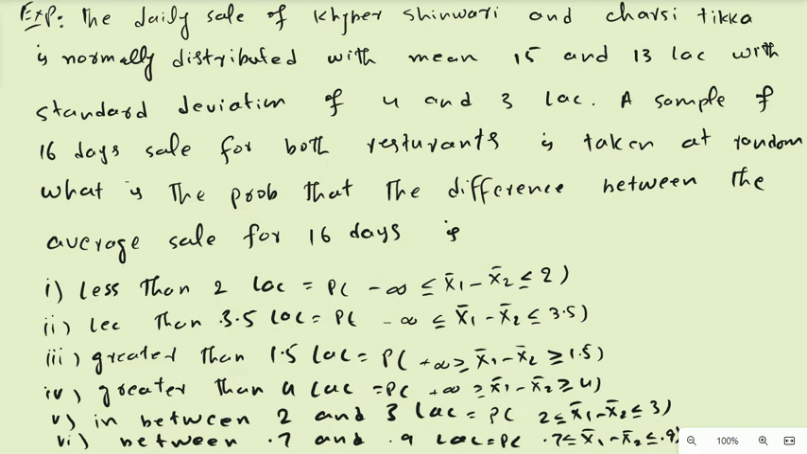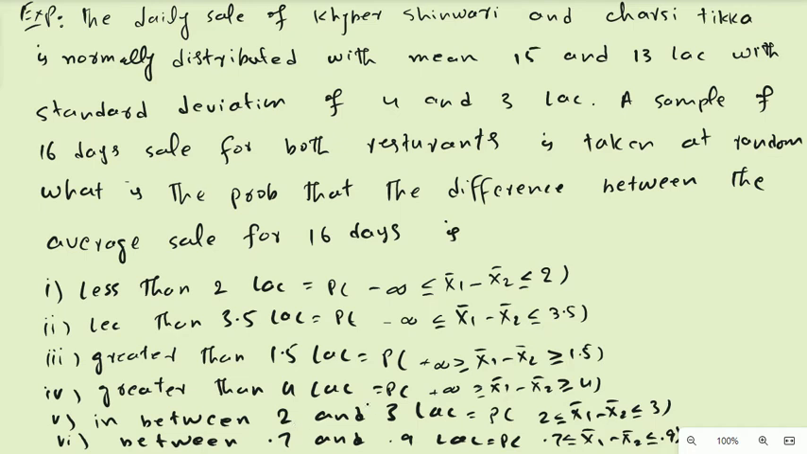Similarly, it can also be written in the same way: x 1 bar minus x 2 bar is less than 3.5 lakh. The minimum limit is not given, so it will be minus infinity. Greater than 1.5 lakh means that the difference x 1 bar minus x 2 bar will be greater than 1.5 lakh. The maximum limit is not given, so the maximum limit will be plus infinity. Similarly, the maximum limit will be plus infinity over here as well.